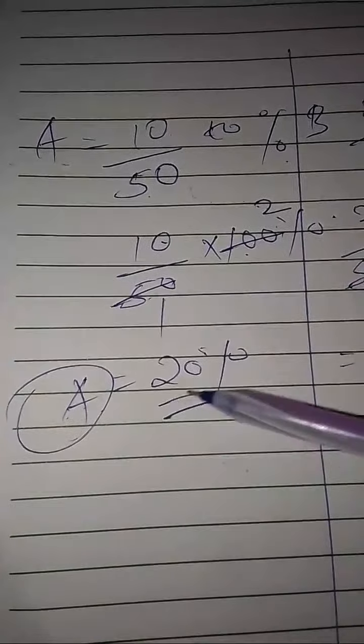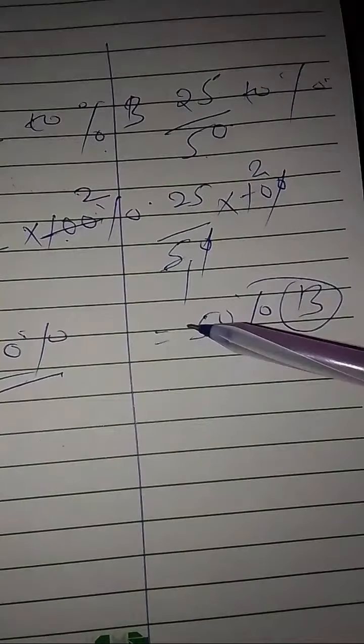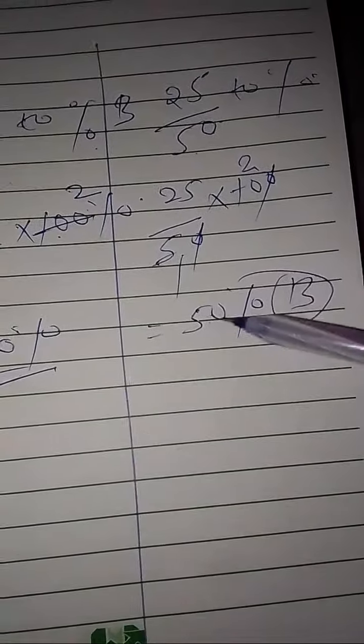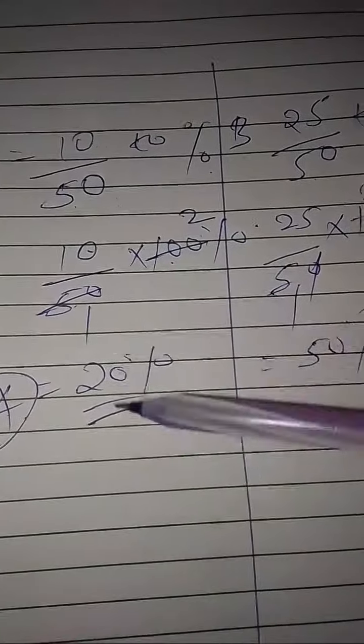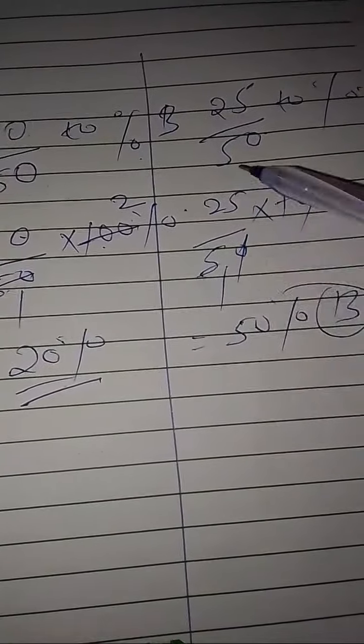So you can check. When we convert the marks for student A, that is 10 out of 50, the answer is 20%. When we convert the marks for student B, that is 25 out of 50, the answer is 50%. So those are the ways in which we use percentages to do the conversion.